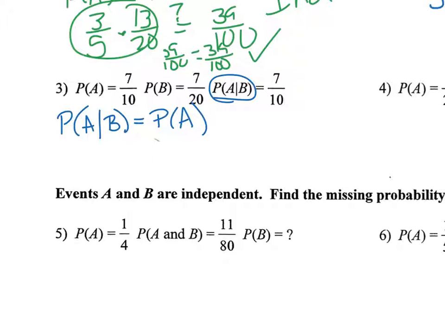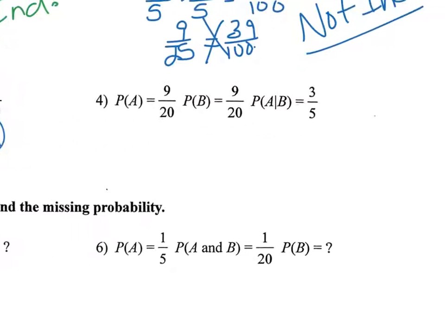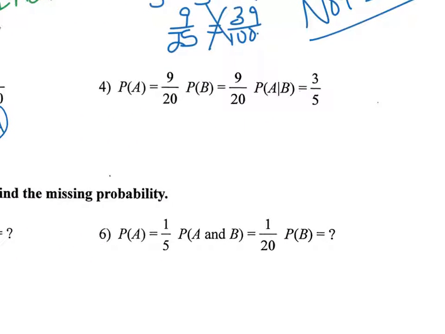So what's A given B? Well, that's 7 over 10. Probability of A is 7 over 10. Check, independent. That's it. So there's really no math involved. You just have to set it up right. So probability of A given B is 3 over 5. The probability of A, so it's always the first one, is 9 over 20.